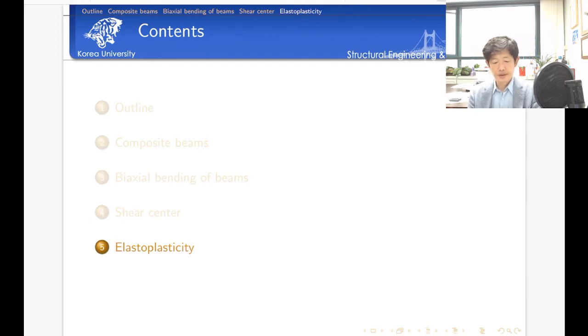Now the next issue is elastoplasticity. In Korean it is called 탄소성. So elasto means 탄성, elastic. This is 탄성. The plasticity is 소성. Okay, 소성. Now what is plasticity?